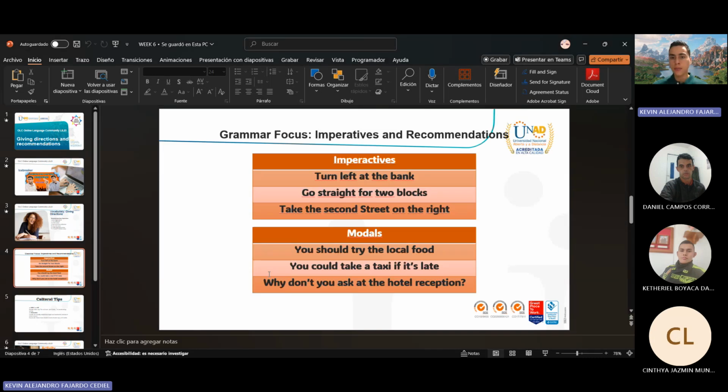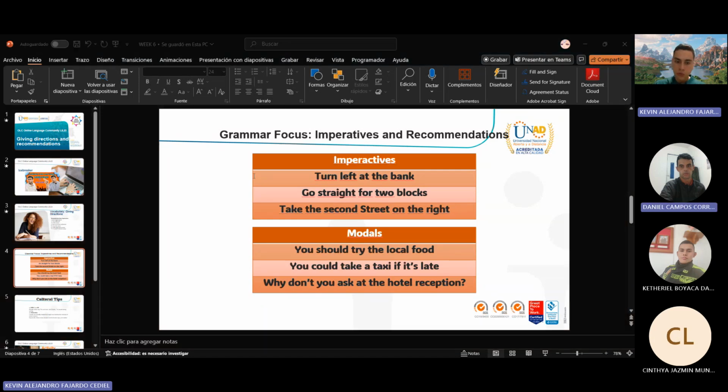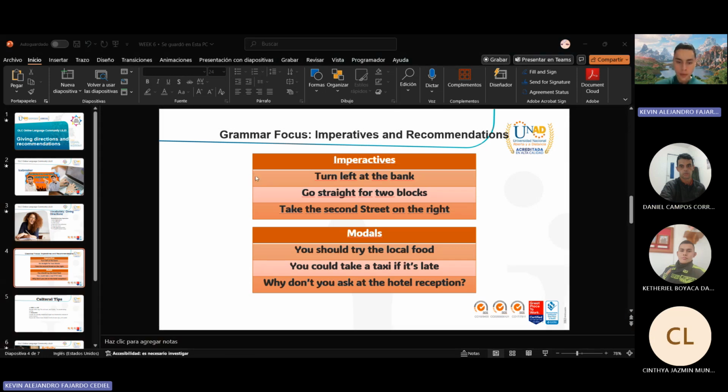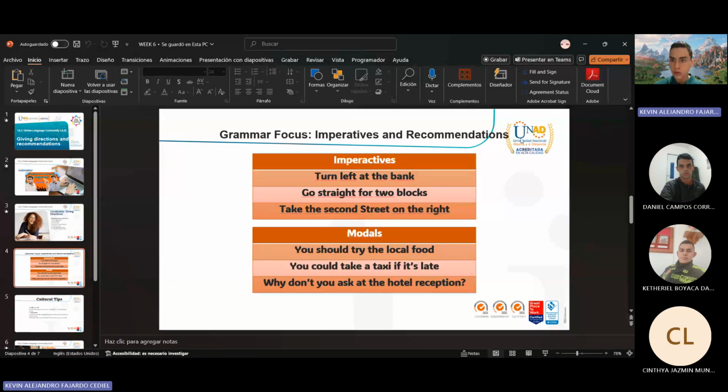So, continuing from imperatives to recommendations. Okay, the modal grammar: for recommendations, we use modals like should, could, might, want, and want to. Sorry, let me. I'm writing it for you.